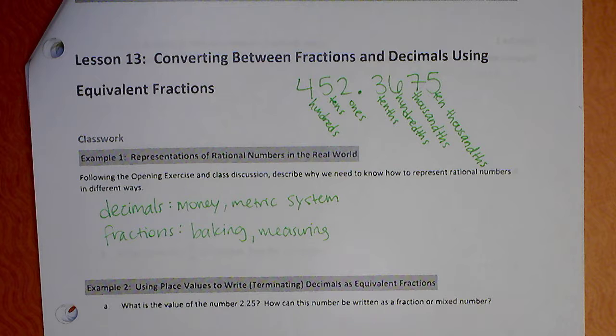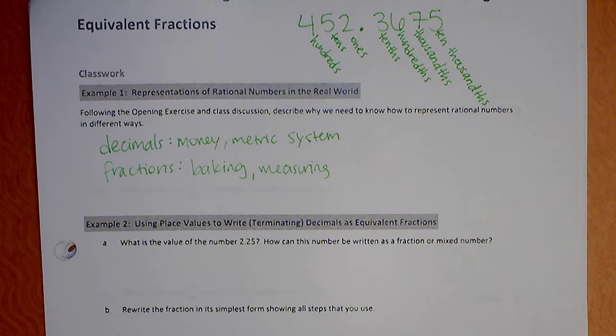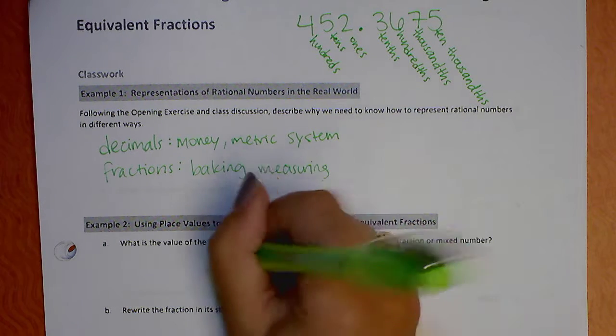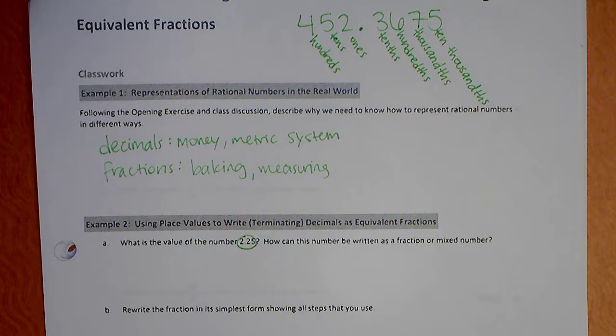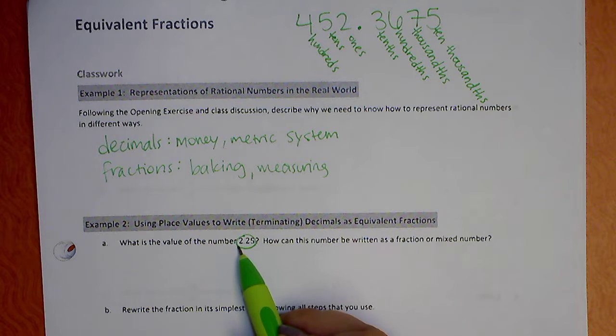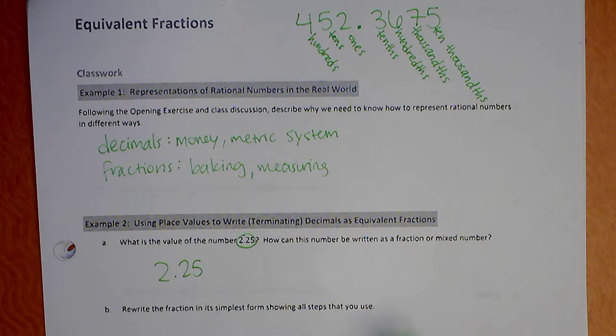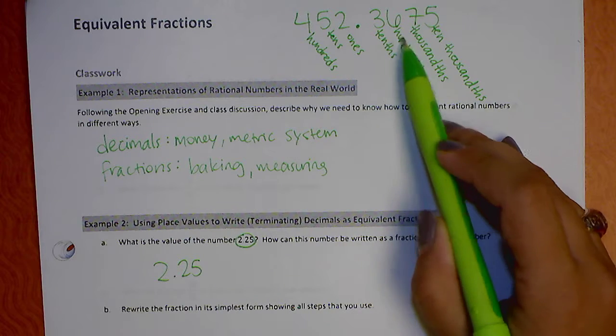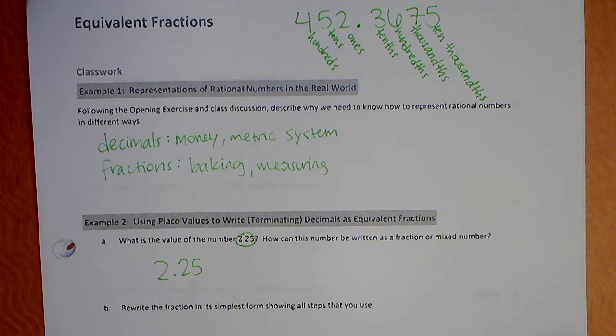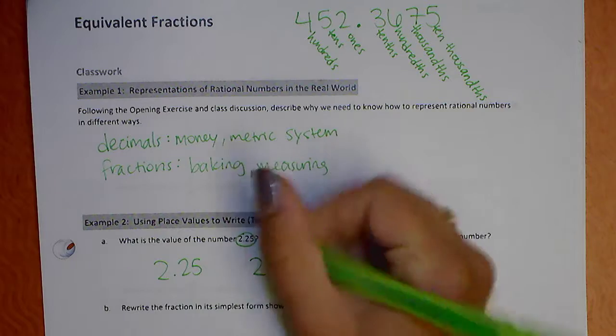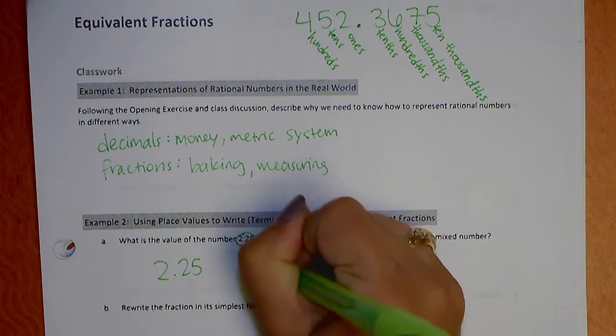Now we're going to talk about using those place values to actually look at decimals as equivalent fractions. So starting with the number 2.25, I know that 2.25 is 2 and 0.25. And we were just reminded that this 5 is in the hundredths place. So I can describe this as 2 and 25 hundredths.